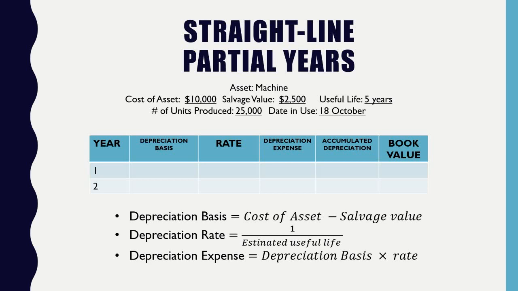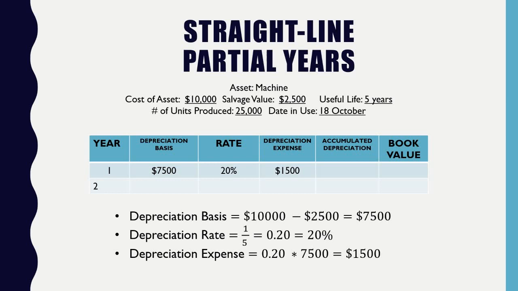So how do I solve for my numbers here? Well, depreciation basis is going to be cost of the asset minus salvage value. So 10,000 minus 2,500 will bring you 7,500. Your rate's going to be 1 over the estimated useful life, so 0.2. And then, of course, you're going to take your 7,500 and multiply it by 20% to get 1,500.